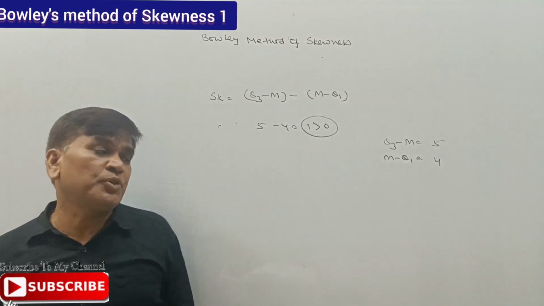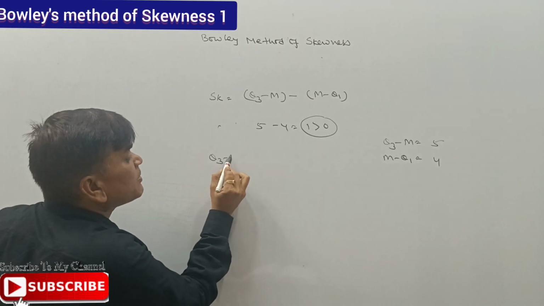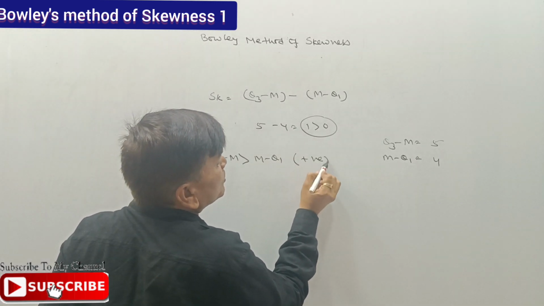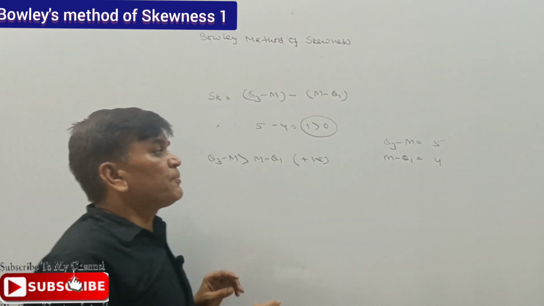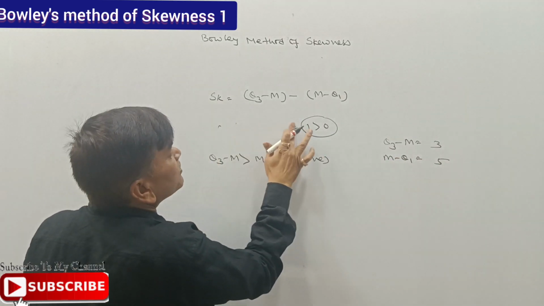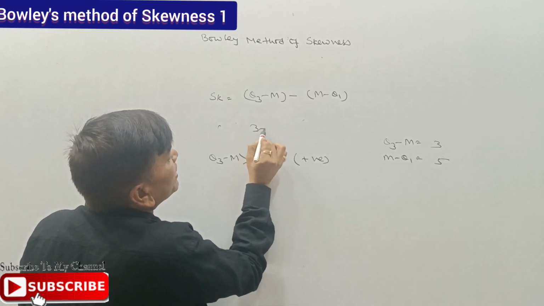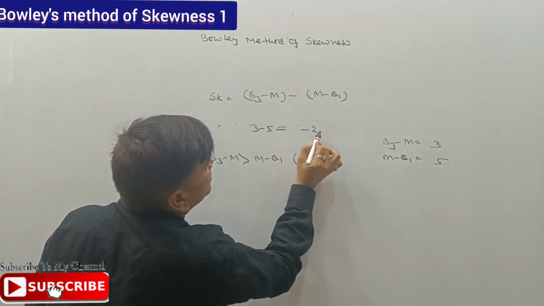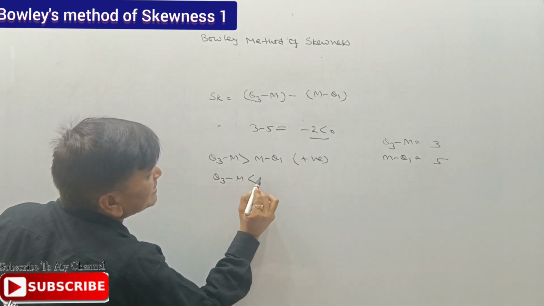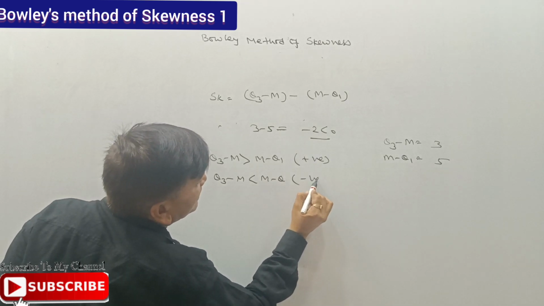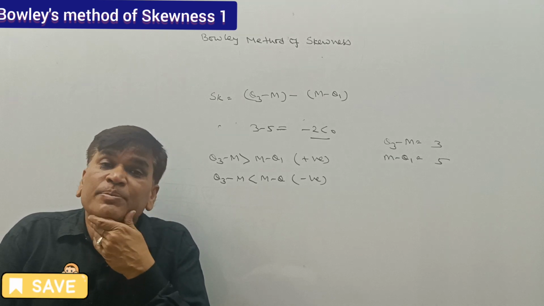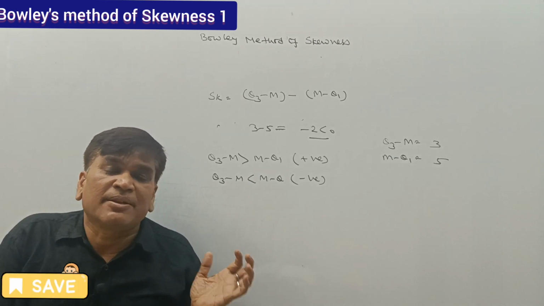It means if Q3 minus M is greater than M minus Q1, we will say there is a positive skewness. If this value is less and this value is high, then we write 3 minus 5, which is minus 2, negative. So if Q3 minus M is less than M minus Q1, we will say there is a negative skewness. So with the help of the Bowley method, we can easily calculate the value of skewness.